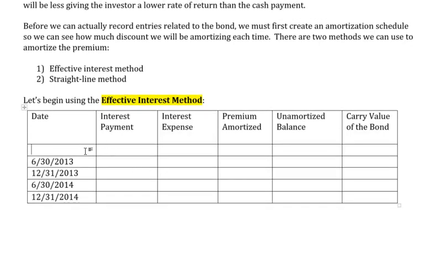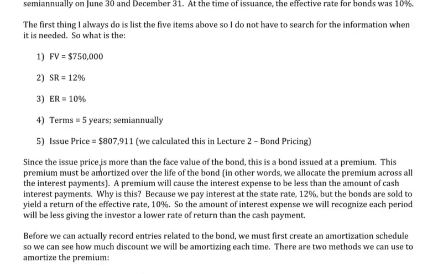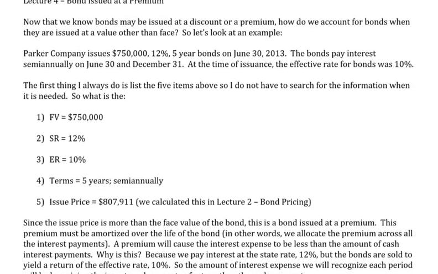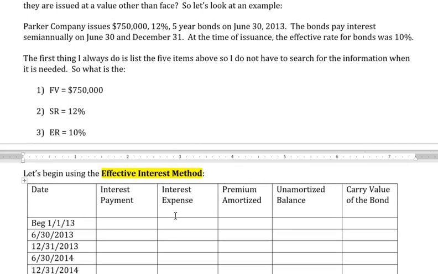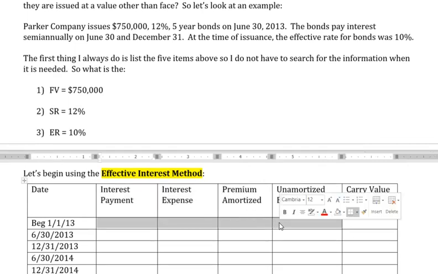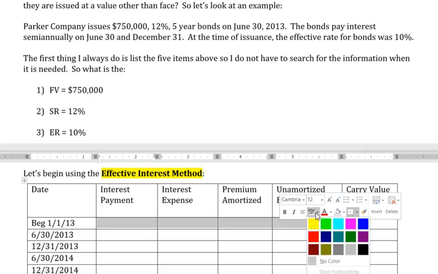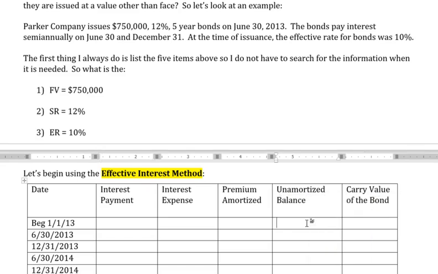Now, on the first line of the effective interest, this is actually the beginning point. This is when we issue the bond, which would be 1/1/13, I believe it was. We issued it on January 1st. So I'm going to split my screen here just so we can get the information on board. Now, in this case, everything's going to sort of be blank here. Fill in these cells here.